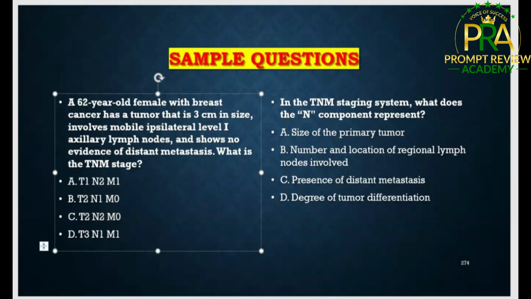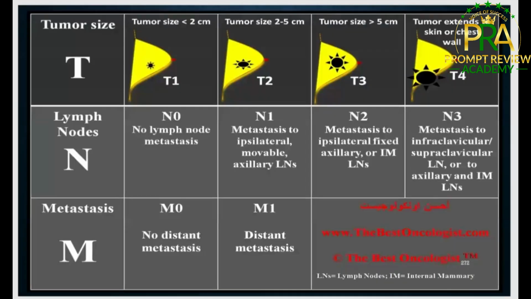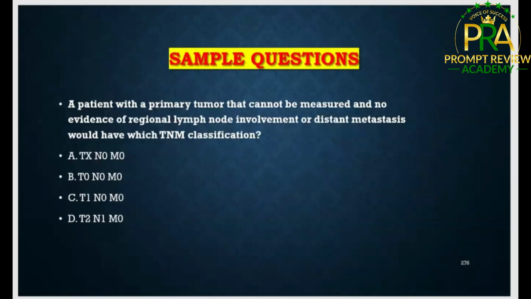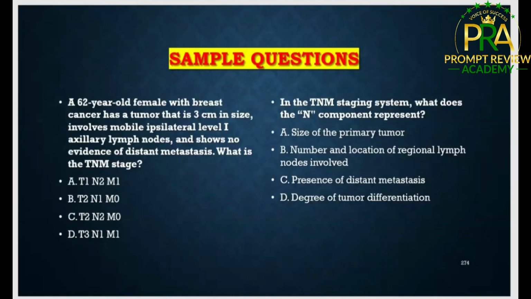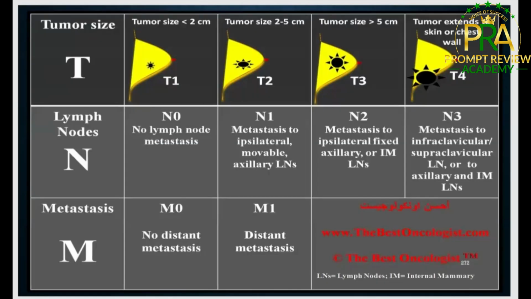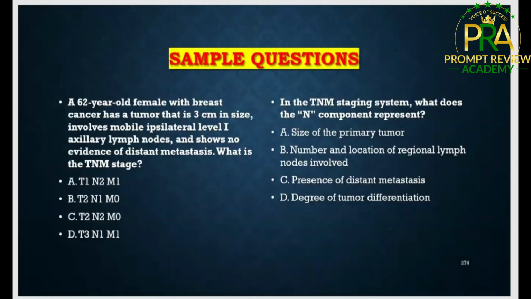Then the tumor involves a mobile ipsilateral level 1 axillary lymph node. So mobile, movable ipsilateral, which is N1. So I look at options that have N1. So here I'm already seeing my answer. And it shows no evidence of distant metastasis. So which one has no distant metastasis? That is M0. So that is your answer, T2N1M0.